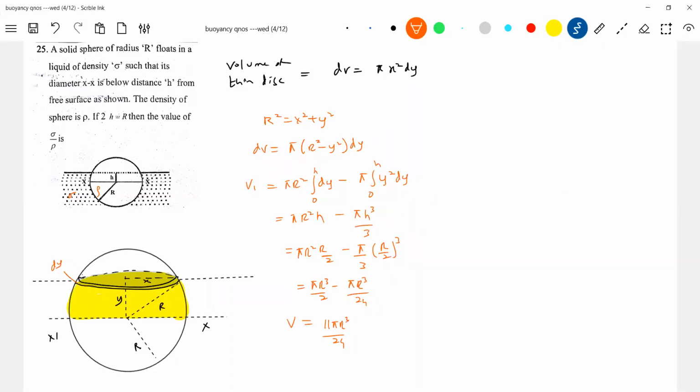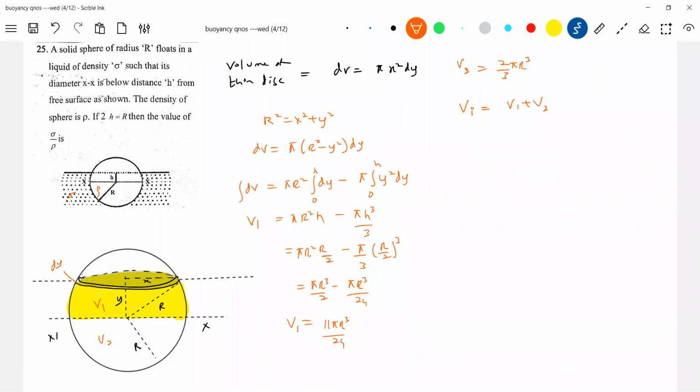This is the V1, we will write it. Then the below volume is V2. So V1 is this one, this is V2. What is the below volume? 2 by 3 pi r cube. Now what is the total volume immersed? V1 plus V2.